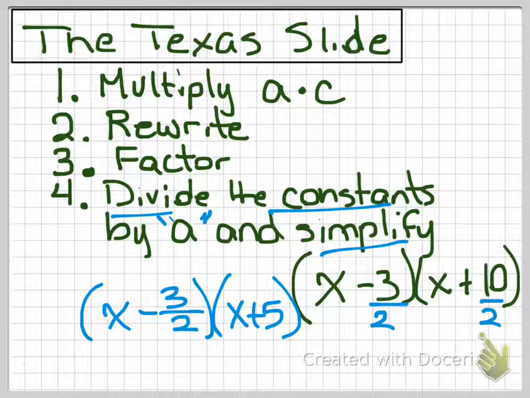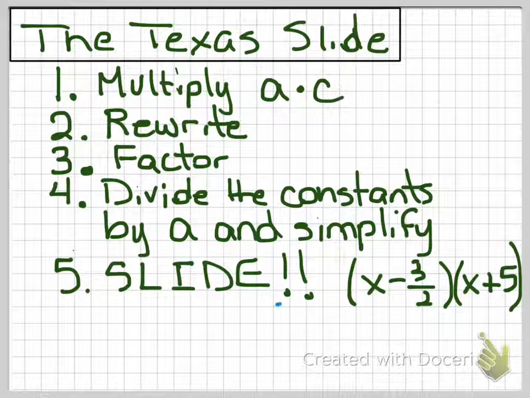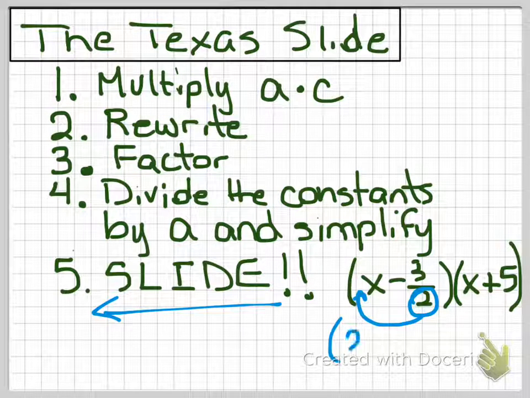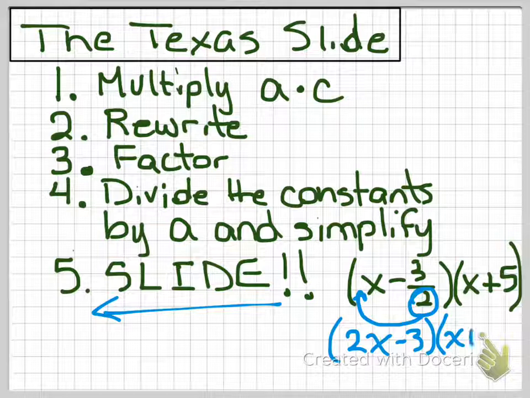We are almost there. We're just getting ready for our slide. So we've simplified right here. We've got x plus 5, but we still have this fraction. And here's where our slide comes into play. So now we're going to do this. So now we have 2x minus 3 times x plus 5. And we get the same answer that we got by using guess and test.